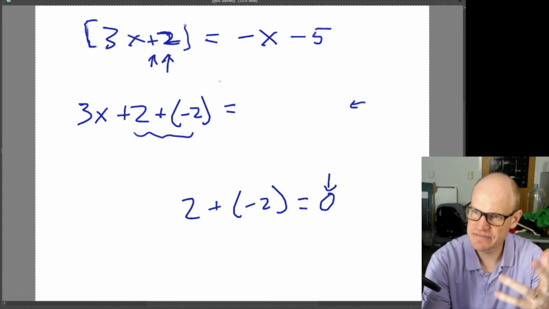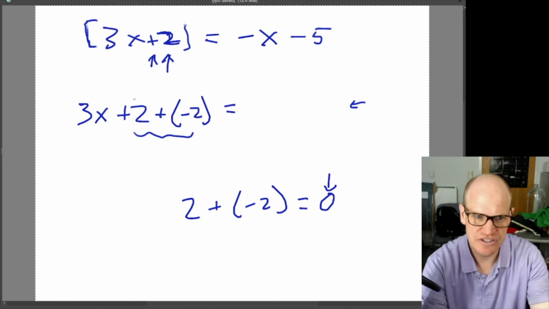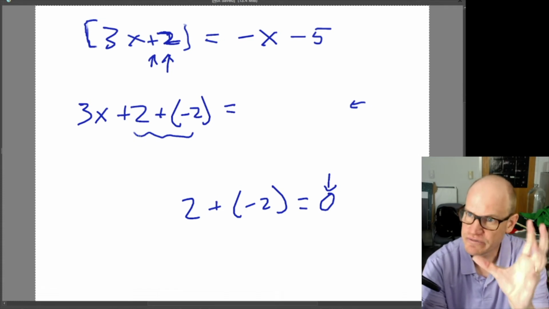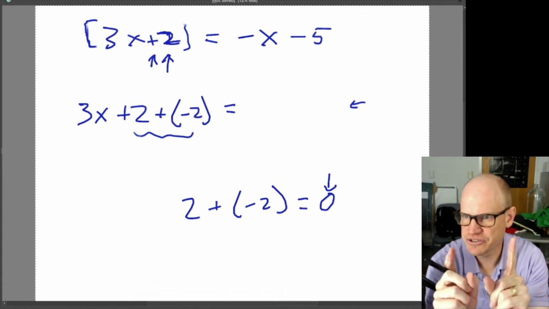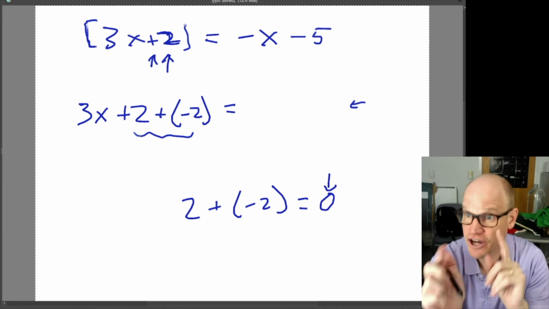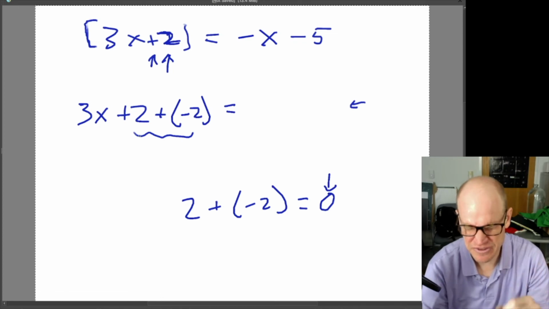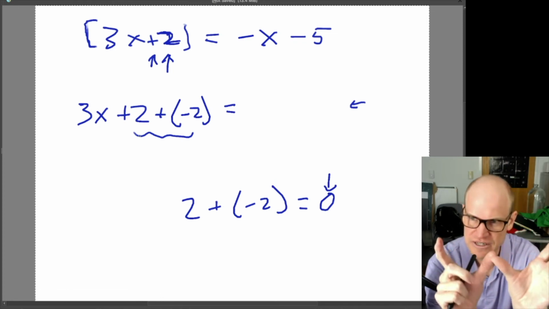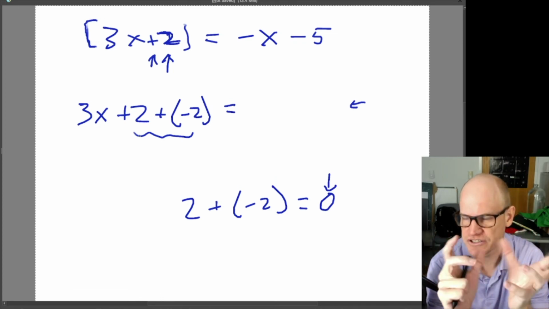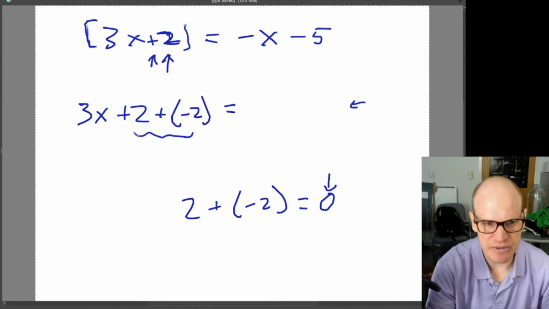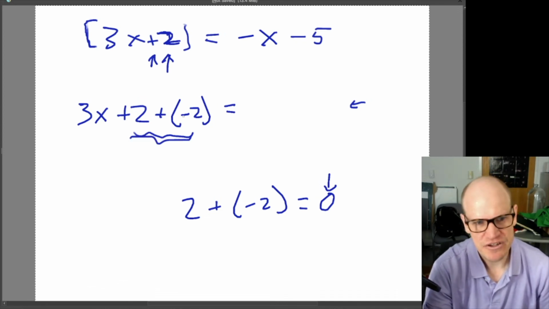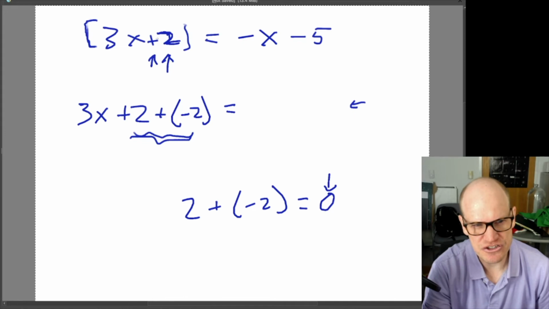Just bear in mind that this could be an issue if your field structure, the structure of your addition and multiplication, involves a non-commutative component. I guess if it's a field, it has to be commutative. But if your algebra involves structures where it's not commutative, then you have to bear in mind where you're applying your inverse. Okay, so I'm claiming that this 2 is being added.